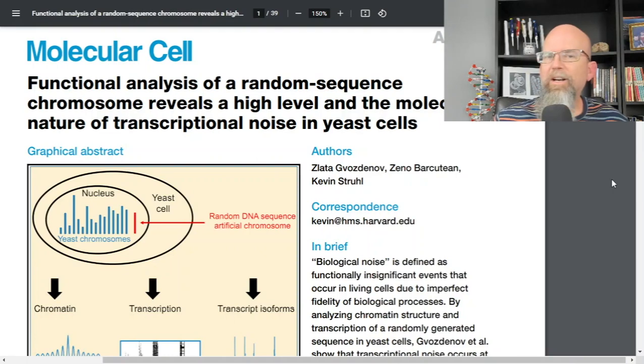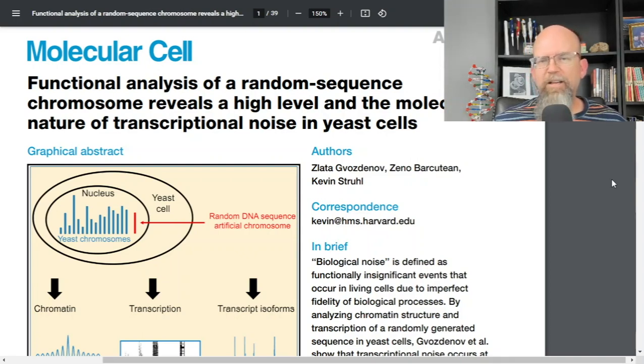All right, the paper we're going to take a look at is published in the journal Molecular Cell. It's by a group of individuals from Harvard University, and it was published just a couple weeks ago. Title: Functional Analysis of a Random Sequence Chromosome Reveals a High Level and the Molecular Nature of Transcriptional Noise in Yeast Cells. Yay! Sounds like a real winner, doesn't it? Really, it's quite interesting.